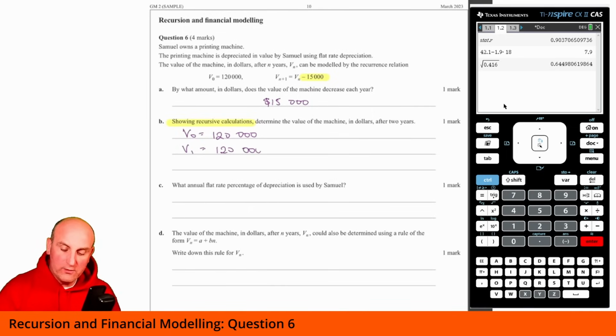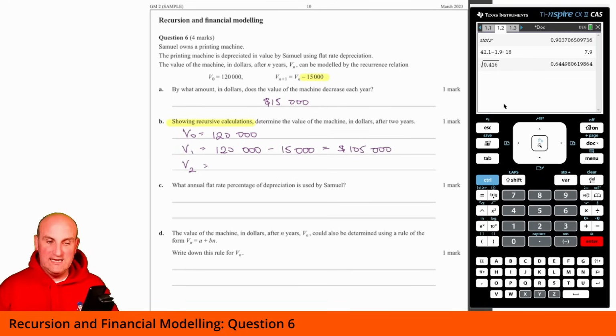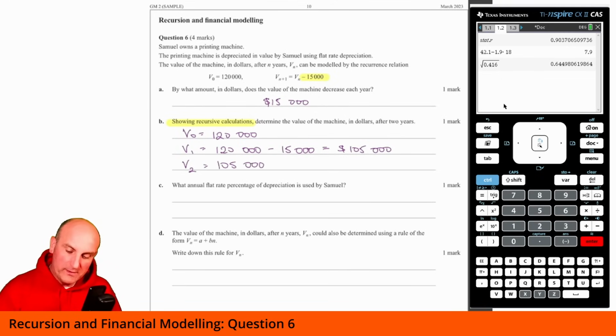So all you have to do is write 120,000 minus 15,000, put equals, and then write your answer. So there we go, it's $105,000. And then we repeat it again. Why do we repeat it again? Because it wants after 2 years, which is V2. So we have 105,000, just copying my answer down from previous. I want to minus 15,000 from that. And again, I put that into my calculator, $90,000.